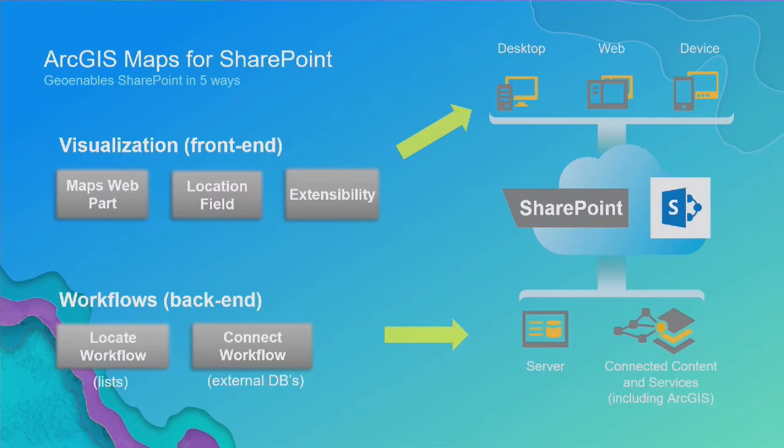That's the one I've been mentioning that will connect to your lists, run it through a geocoding service or a geo-enablement service, and store that information back with your list so that it can be used on one of these map web parts.